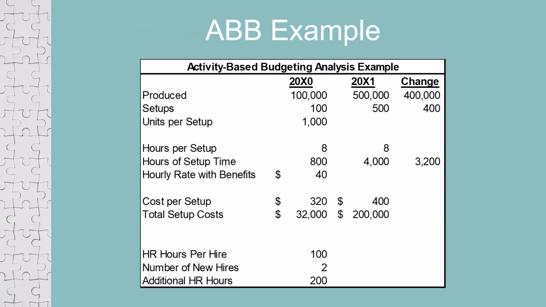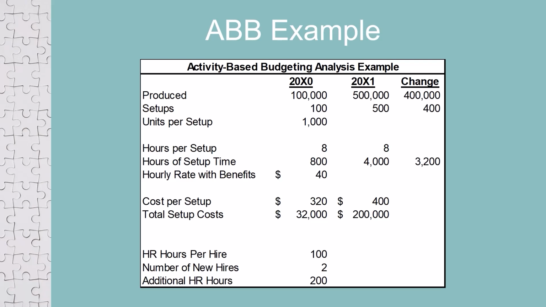Let's look at a simple activity based budget analysis and capacity utilization scenario. The example narrative is based on this image. Let's assume ABC Company produced 100,000 units of product A. This required 100 production batch setups. This equals an average of 1,000 units per setup. Each production batch setup takes 8 hours of labor. At $40 of salary and wages, each setup cost is $320, and the total setup cost that can be allocated to the product and its 100,000 units is $32,000.